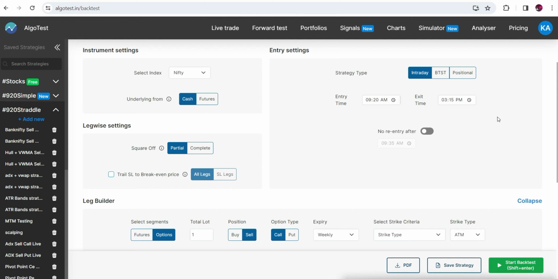So we have selected 9:20 here. Exit timing is the time at which you want to exit your strategy. If there are some positions in your strategy, you will exit the same day at this time. We will select 3:20 here.